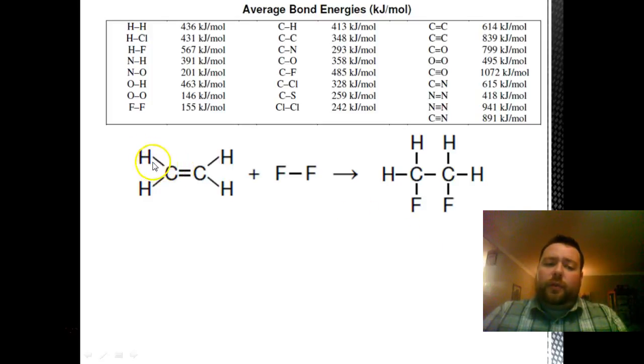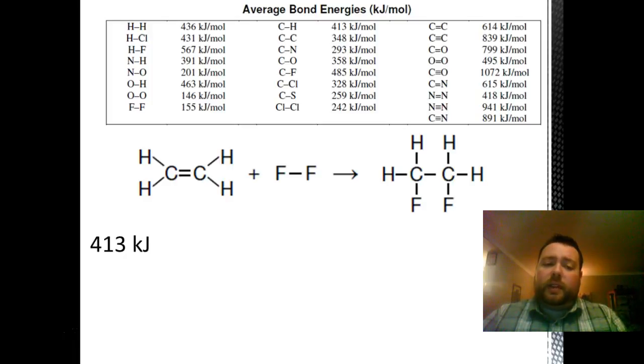So we have 4 carbon-hydrogen bonds in this one, and 1 carbon-carbon double bond. We have 1 fluorine-fluorine bond, and then over here we have 1, 2, 3, 4 carbon-hydrogen bonds. We have 2 carbon-fluorine bonds and 1 carbon-carbon bond. So the process is the same, it just looks a little bit more complicated.